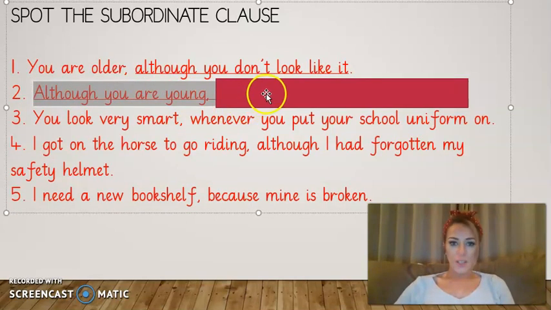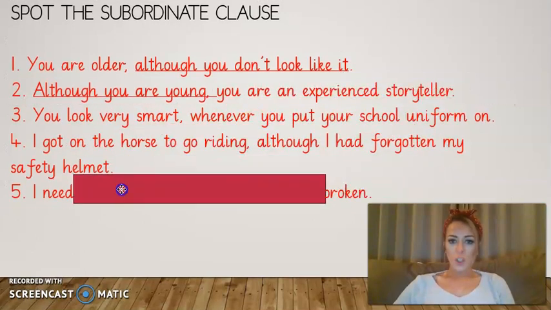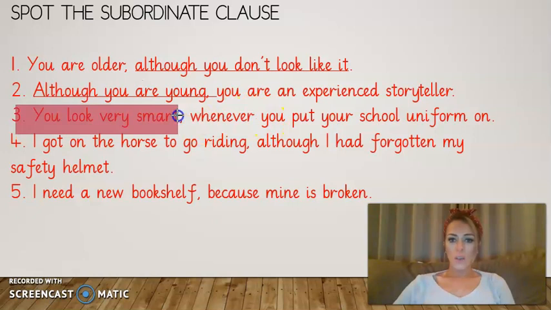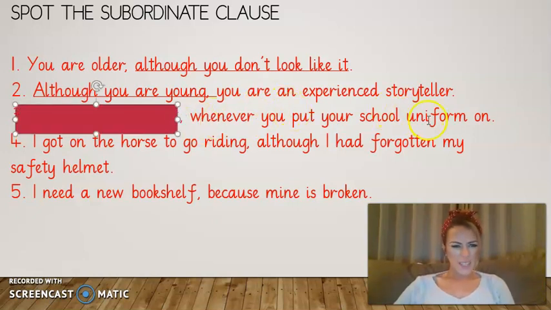Okay, now let's go to the next one. You look very smart whenever you put your school uniform on. Does that bit make sense on its own? Let's try it on its own. Forget about the other half of the sentence. Whenever you put your school uniform on.